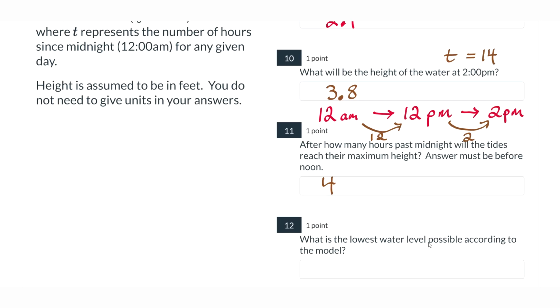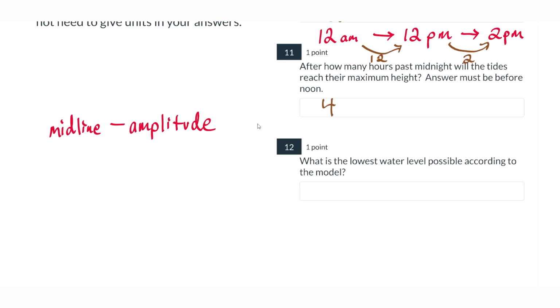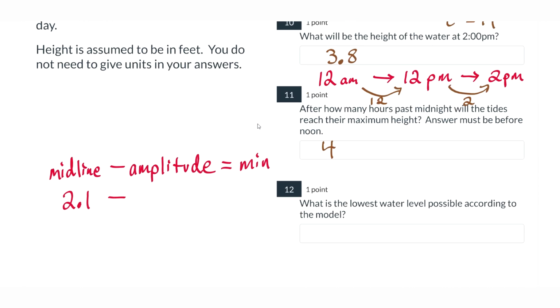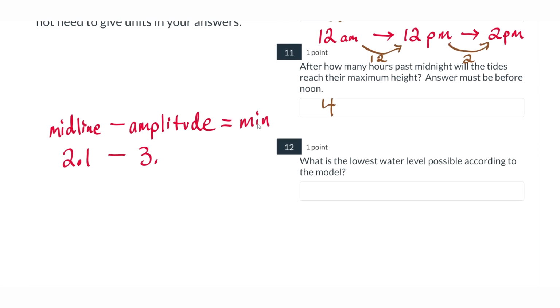What is the lowest water level according to the model? Well, we could go back to the graph, but just to go off of the last model, remember that your minimum is always your midline minus your amplitude. And this will equal our minimum. So the midline was 2.1, and the amplitude is the value in front of the sine equation, which is 3.4. So 2.1 minus 3.4 is negative 1.3.